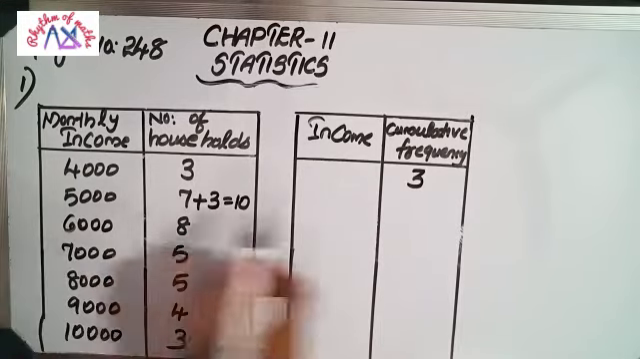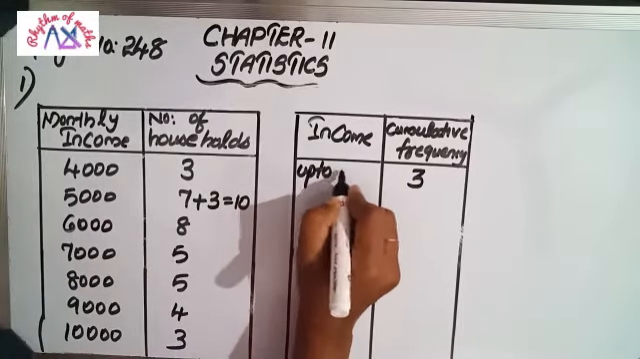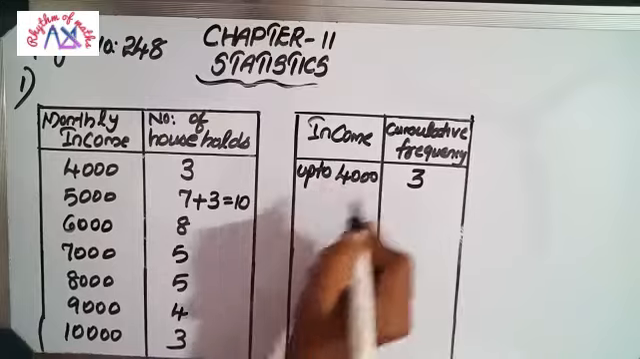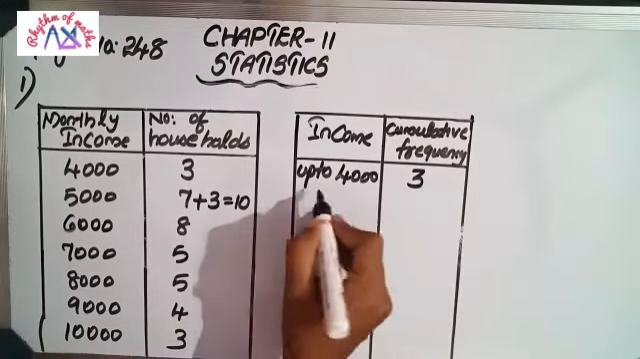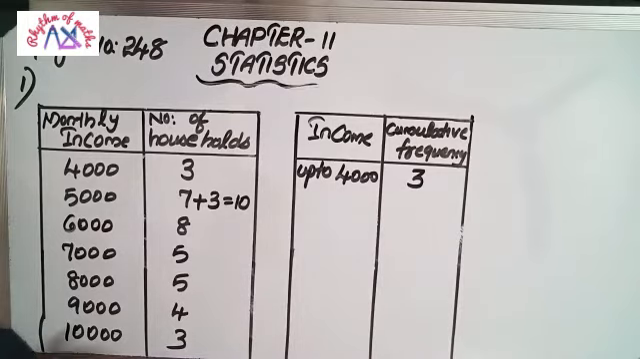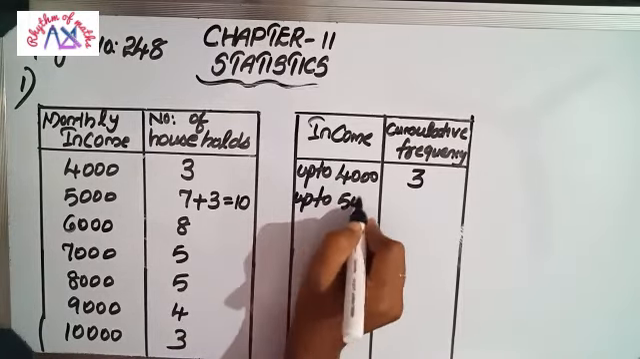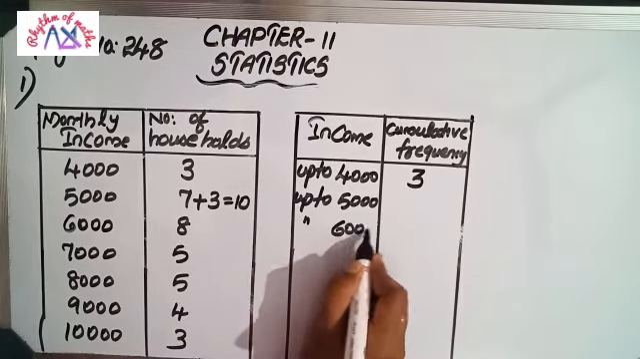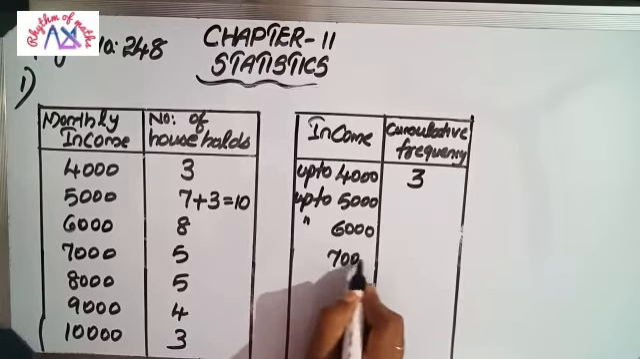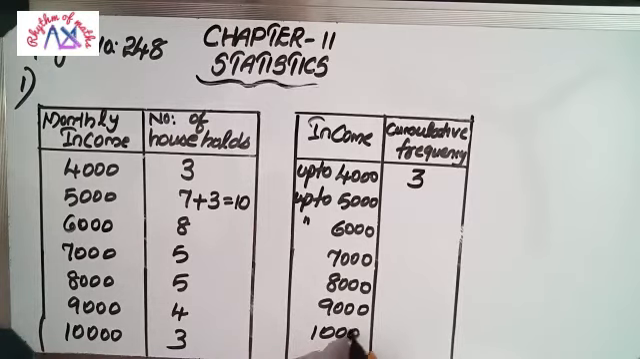So here in the first box you have to write up to 4,000. Up to 4,000 monthly income, 3 families are earning. Then next is up to 5,000. All that you have to write like this: 5,000, then 6,000, 7,000, 8,000, 9,000, then 10,000.